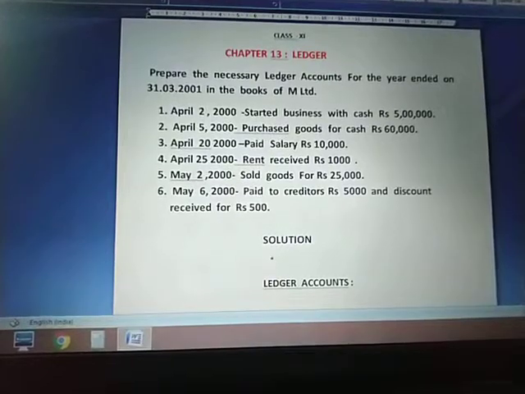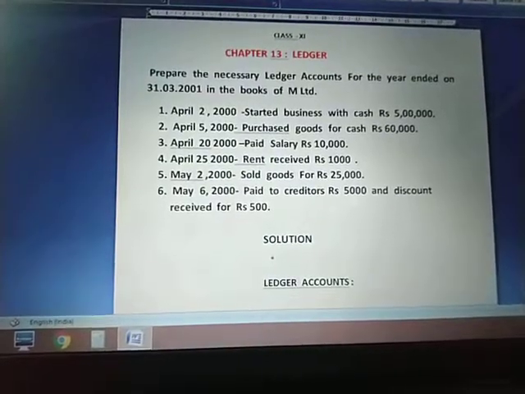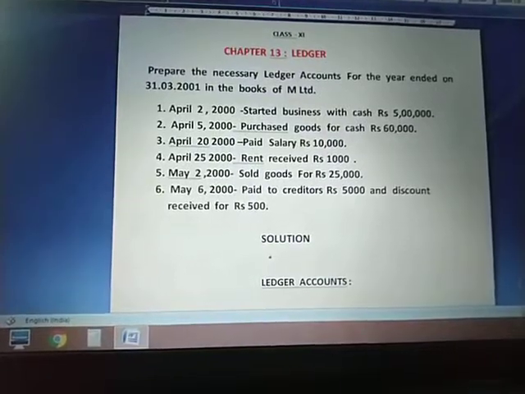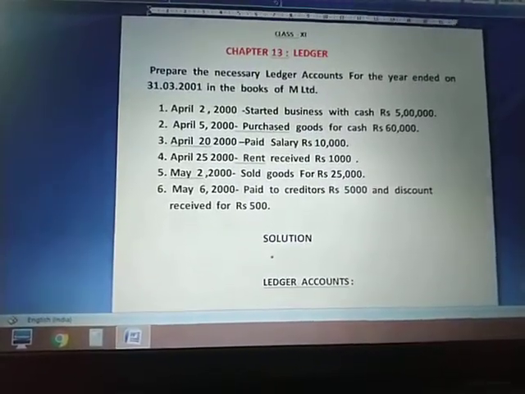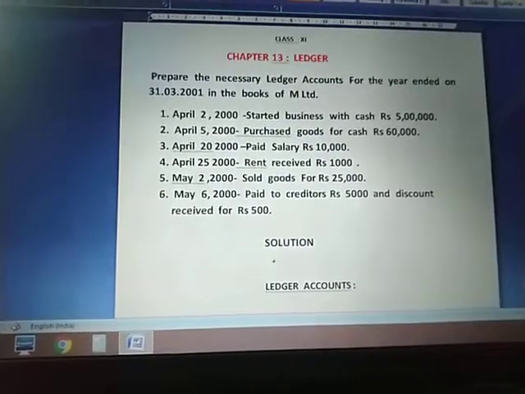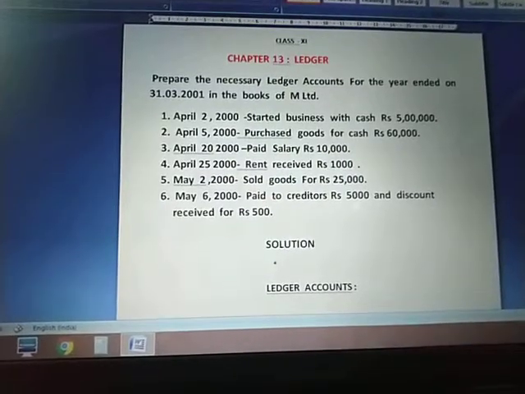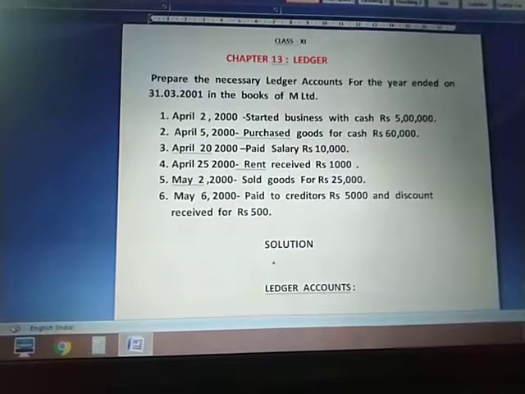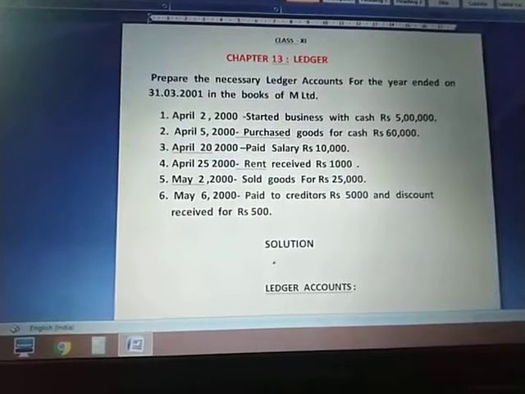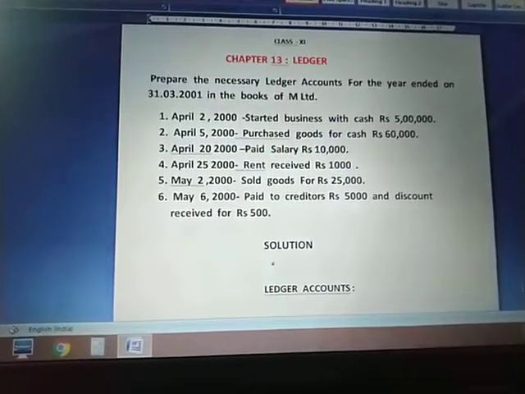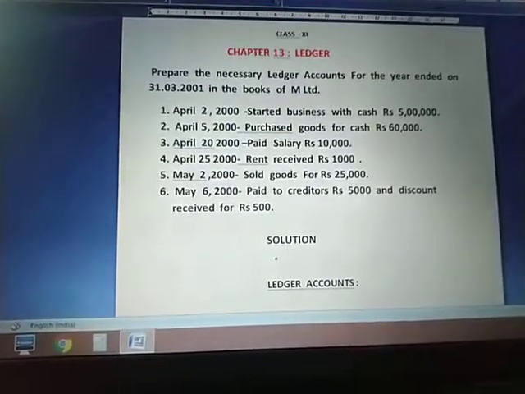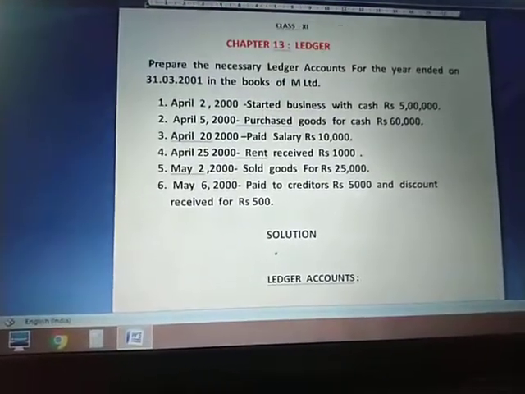And paid to creditors 5,000 and discount received 500. So this journal entry will be creditors account debit to cash account. Creditors account debit will be 5,000, to cash account 4,500, and to discount received account 500, because this is my income. Discount received is a gain or income. So these are the journal entries related to the transactions. Now we will move to the ledger.